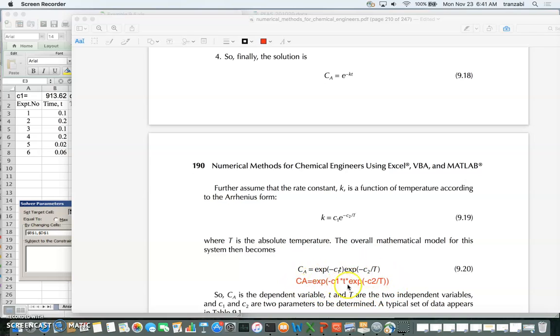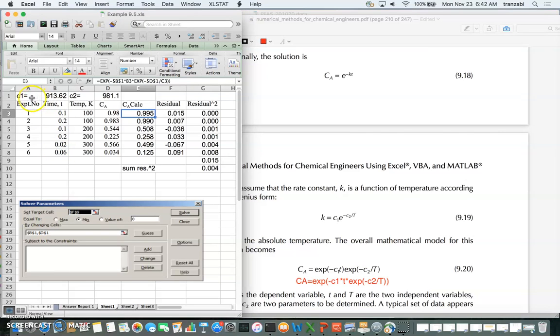And we're going to solve for C1, C2 using the fit or regression, called regression in math, which means you're fitting a curve to a bunch of data points. Okay? So how we do this is we create a spreadsheet like this. We have the experiment number, the time, the temperature, and the concentration, exactly like the table. So we're going to start with some initial guess. Let's say my initial guess is, I don't know, let's start from 1 and 1.